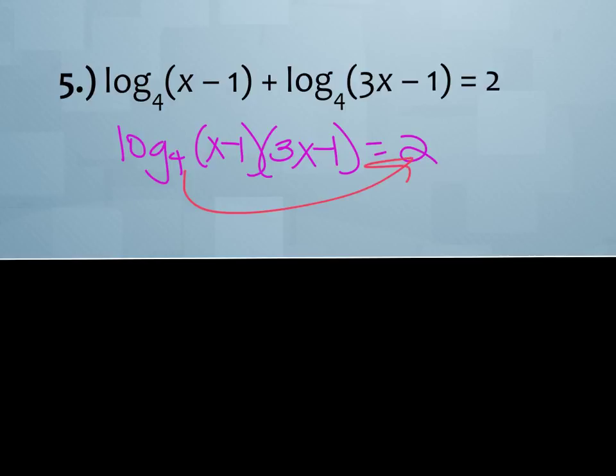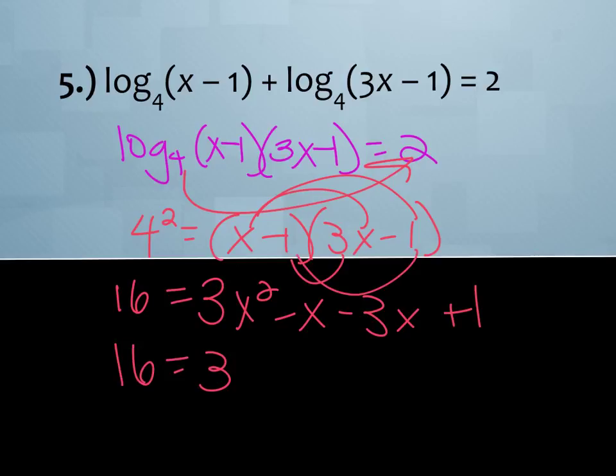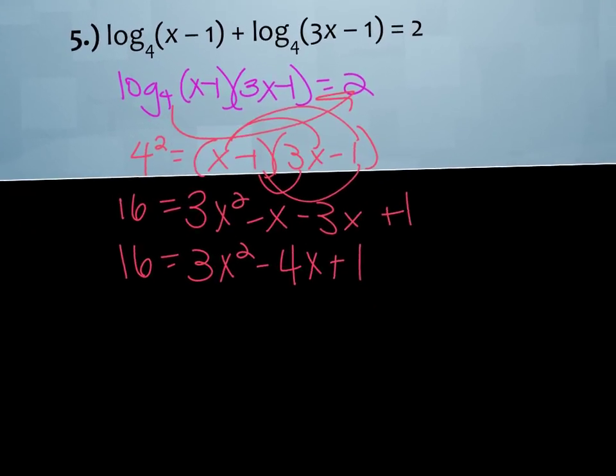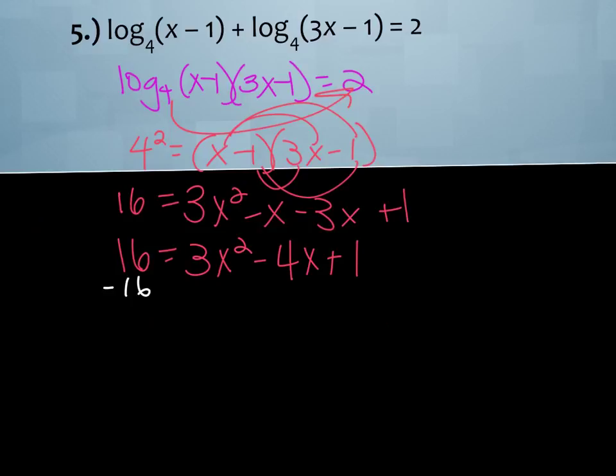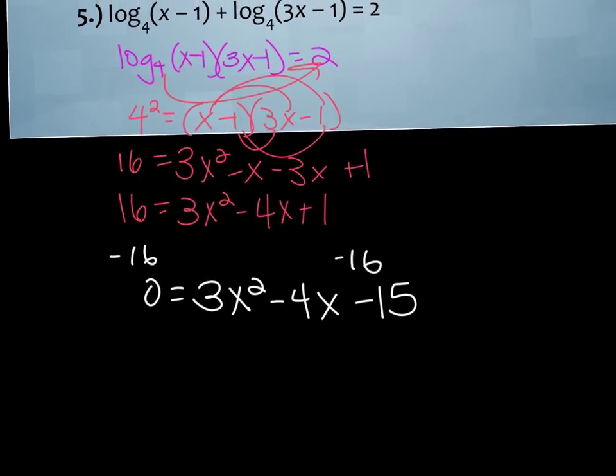So if I do this first, 4 to the second equals x minus 1 times 3x minus 1. This is 16 equals, and then I would first, 3x squared. Outer, inner, last. 3x squared minus 4x plus 1. And then I would move the 16 over. As soon as you see the squared and the non-squared, you should know you're going to end up factoring. Okay, then comes the fun part, right?